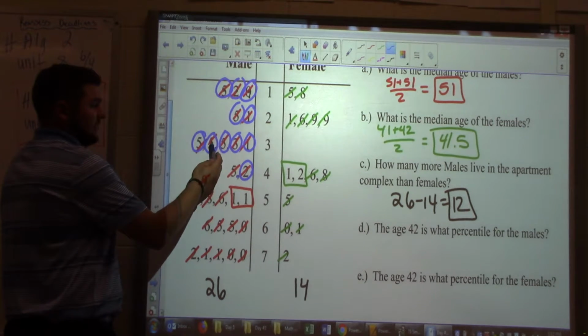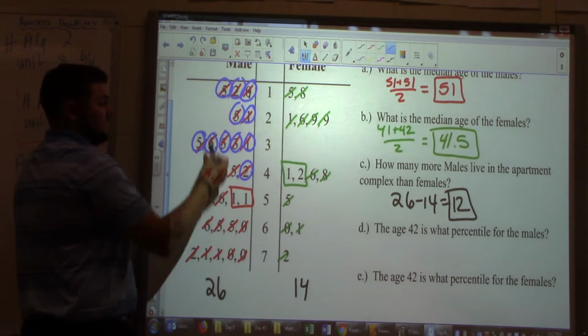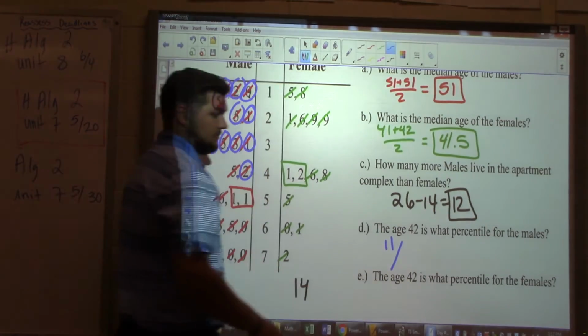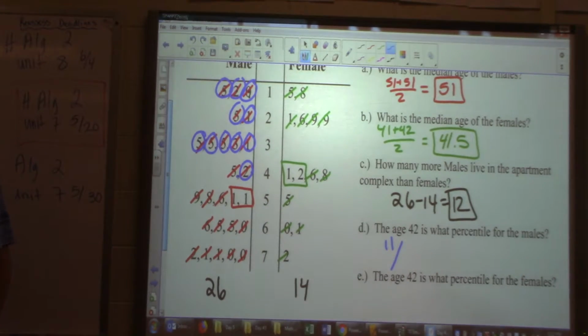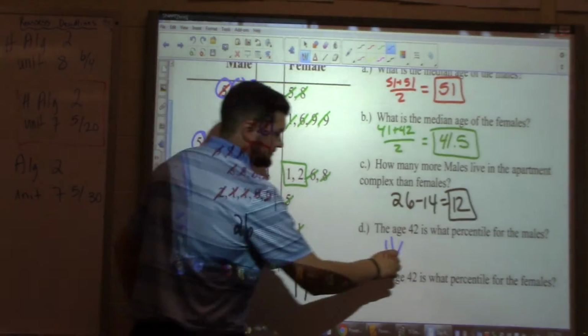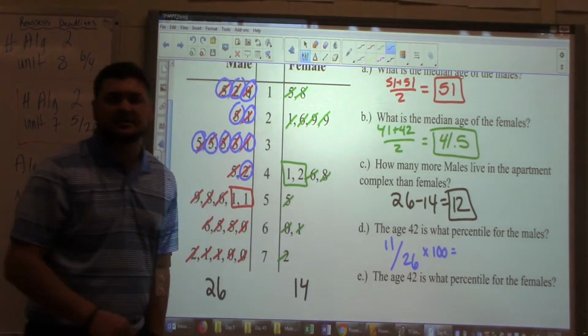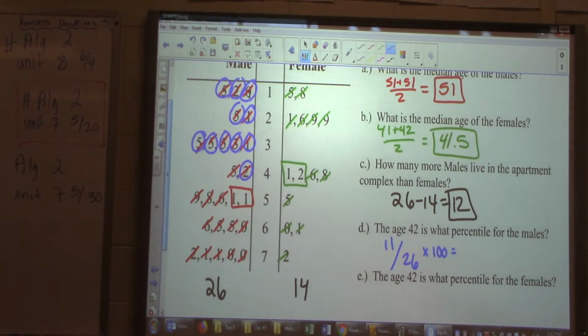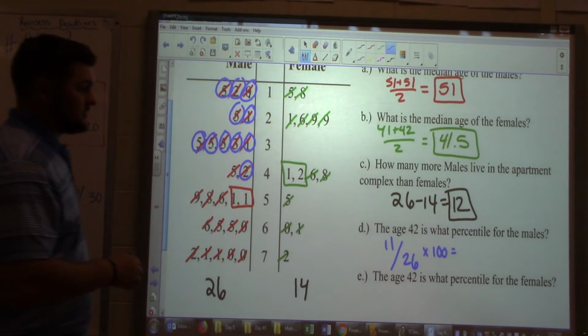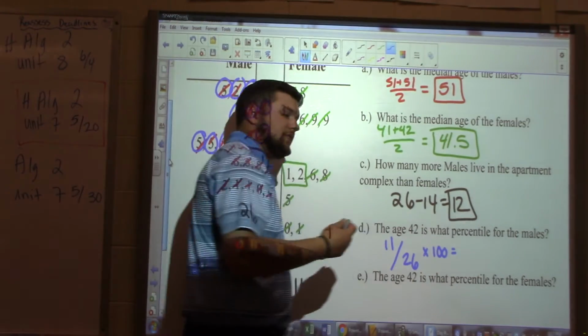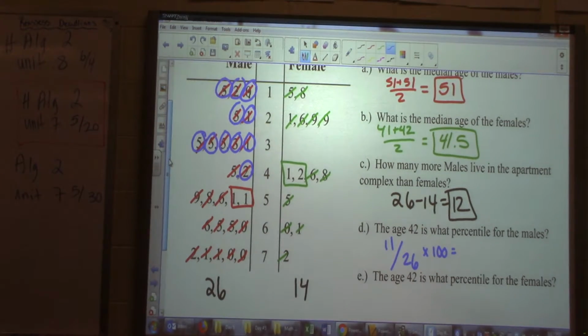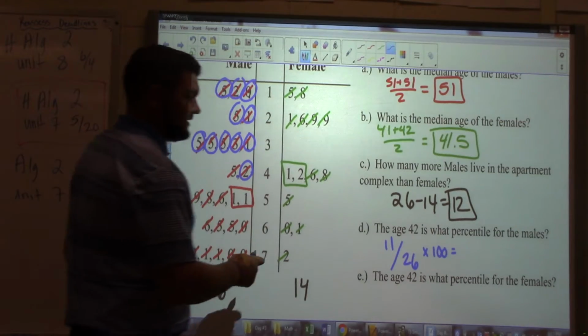1, 2, 3, 4, 5, 6, 7, 8, 9, 10, 11 numbers. Out of how many total numbers did we have? 26. And remember, we're going to multiply that by 100 to get a percentile. Hey, guys, do percentiles ever have decimals? No, right? It's always a whole number. It's 0 through 100, technically. So what percentile would age 42 be? The 42nd percentile. Oh, that's weird.